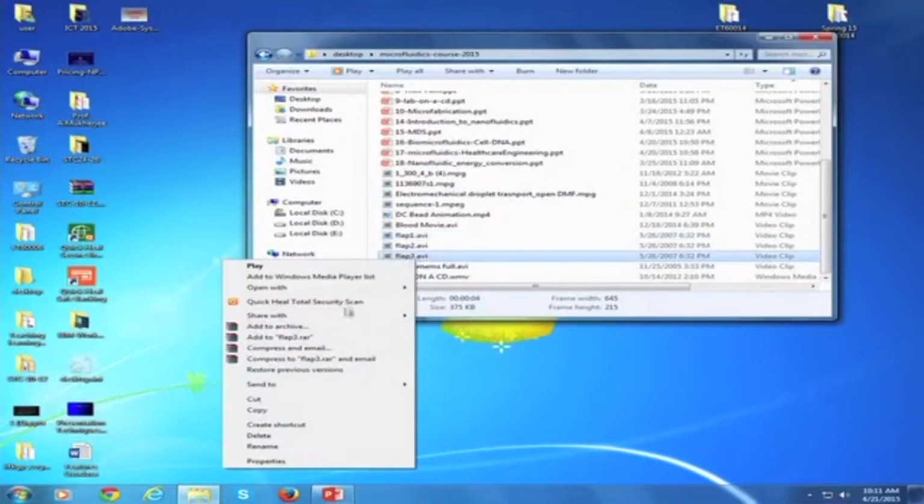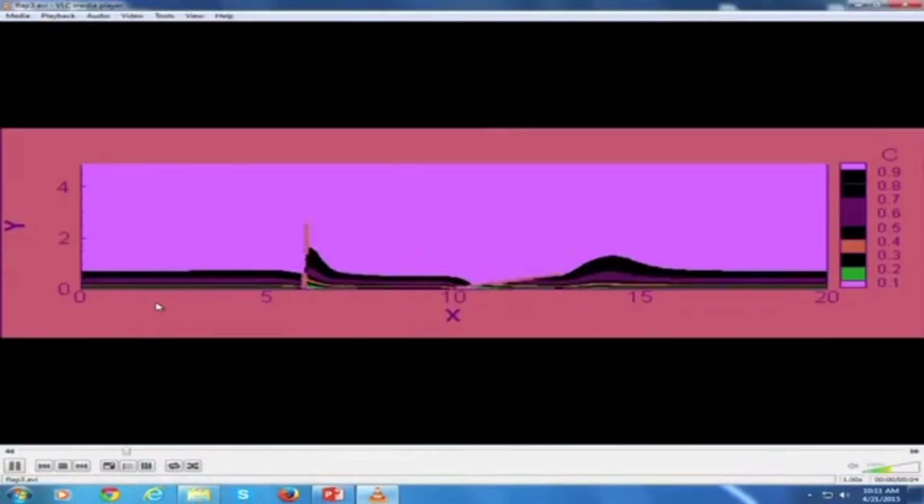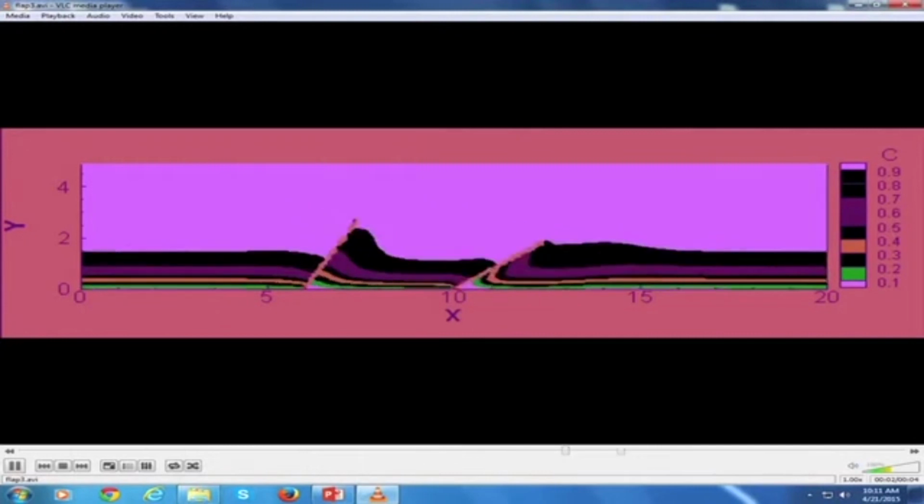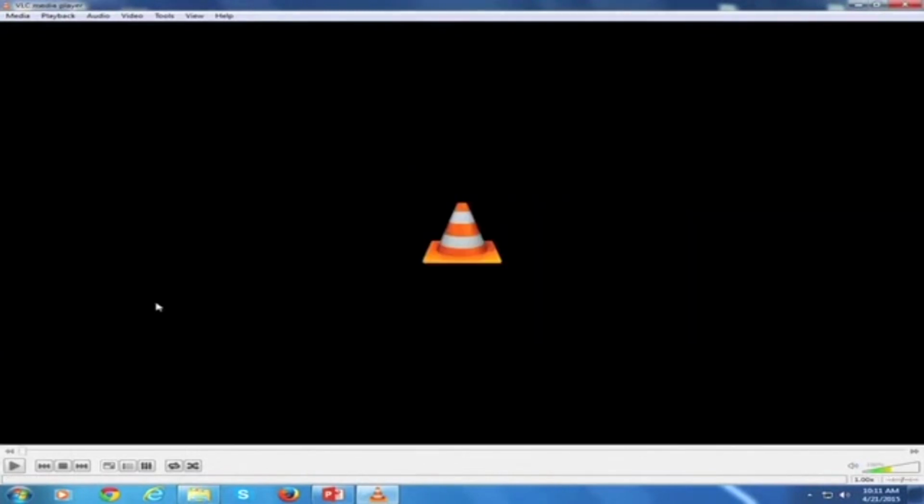So, I will try to show you one such scenario where you have multiple oscillatory flaps. So, two flaps here are oscillating. I will try to run the movie once more.